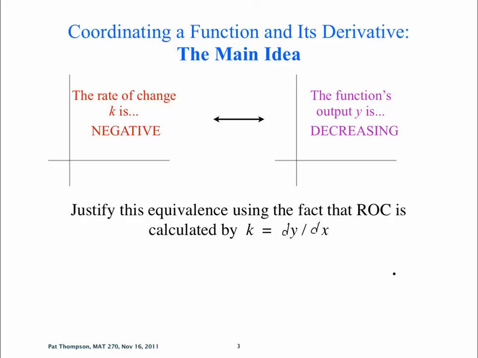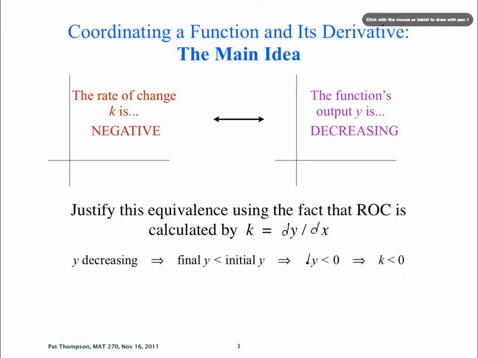If y is decreasing, what's the first conclusion you can make? You've got a starting y and an ending y, and y is decreasing. What does it mean? y initial is greater than y final. So what about dy? Less than 0, right? If y is decreasing, then your final y is less than your initial y, and therefore if you were to find the change in y, it would be negative. All the while dx is positive, so then that k is negative.